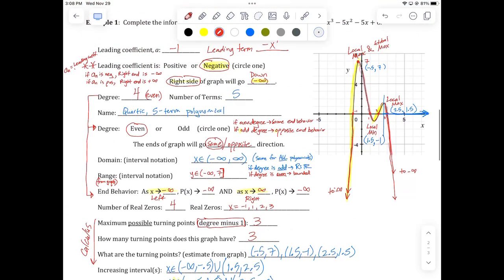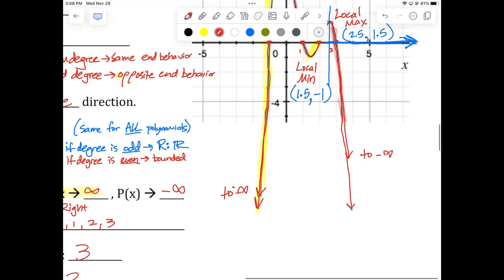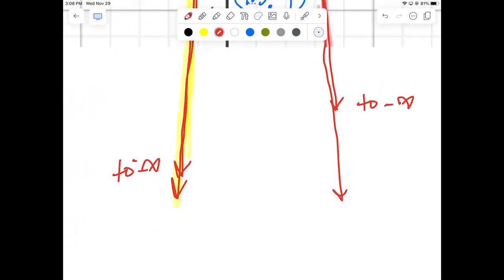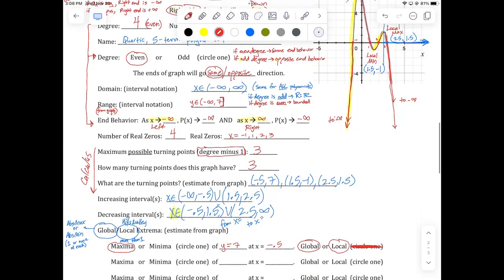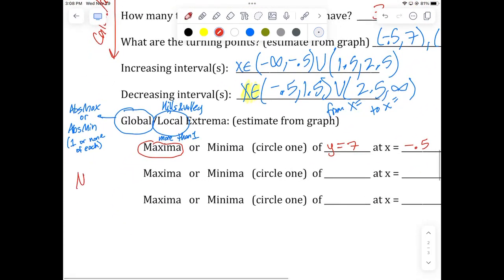Now, does this graph have a global or absolute minimum? No. You know how we know there's no global minimum? It's going down forever and ever to negative infinity. There's no lowest value on the graph. So if you want to write a note here, there's no global max. Or, sorry, no global min. There is a global max.